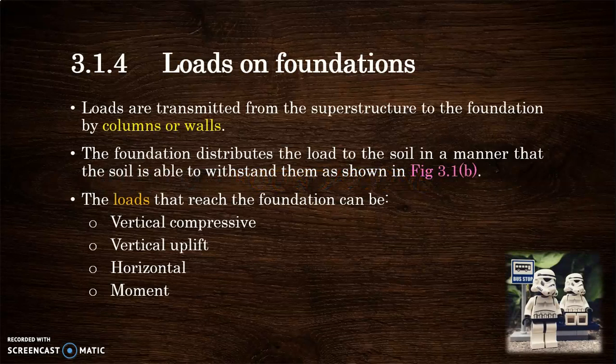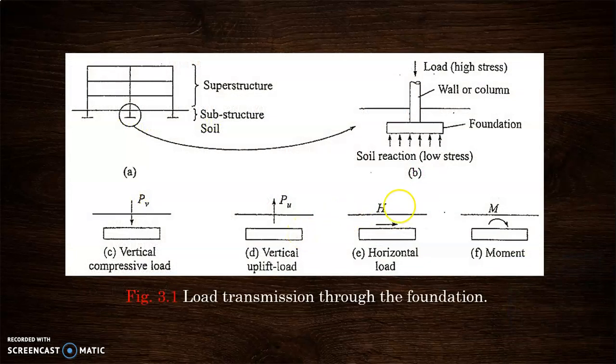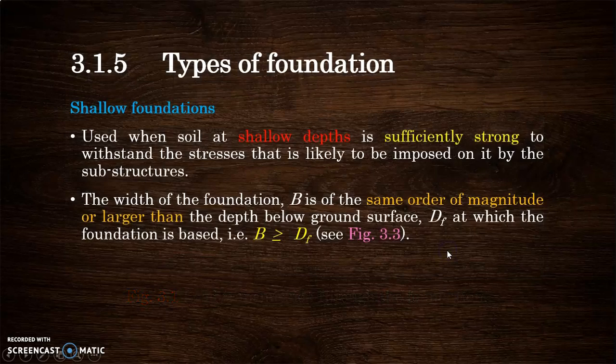Okay, so the loads that are acting on a foundation are typically the vertical ones, and the uplift, and also horizontal loads and moments. As you can see in this diagram: vertical compressive load, uplift forces, horizontal loads, and also moments. For shallow foundations, the way we define it is that the breadth B is about the same order of magnitude as your depth D. Here, Df is the effective depth, from the surface of the ground right up to the base of your foundation. And we say that B usually is larger than or the same as D.